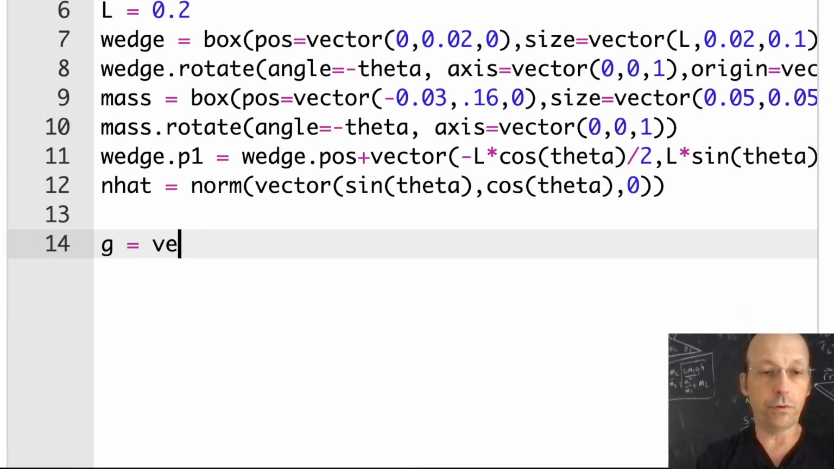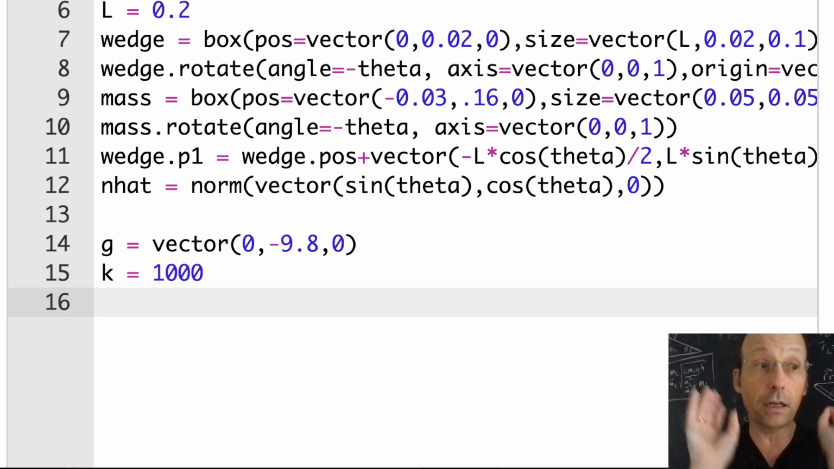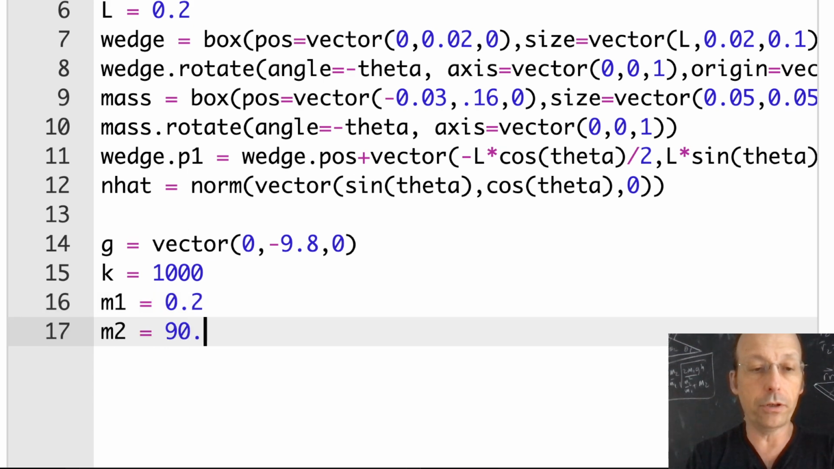Okay, g equals vector 0, negative 9.8, 0. I need k. Let's say k is 1,000. That's my spring constant. I need the two masses. I'm going to start off with the two masses the same. And I'm going to call them m1 of 0.2, m2 of 0.2. I could assign these as a property of an object, but I want to be able to change it easily, and I just didn't want to do that.